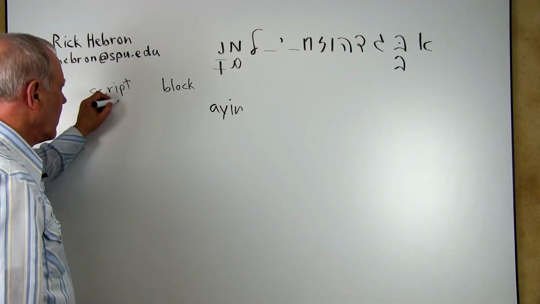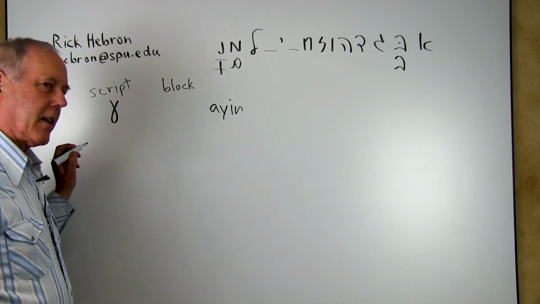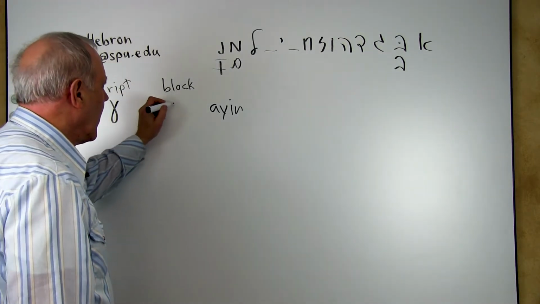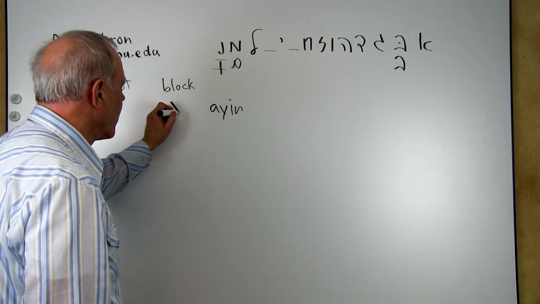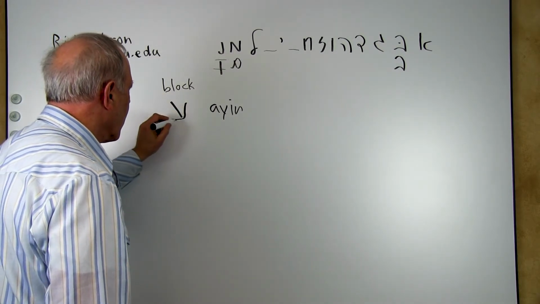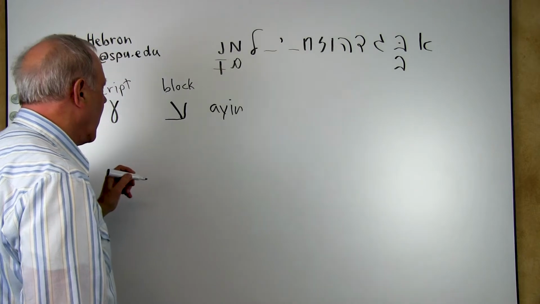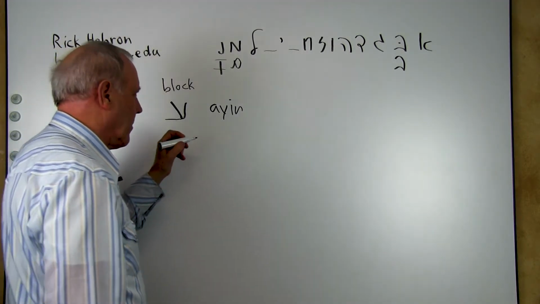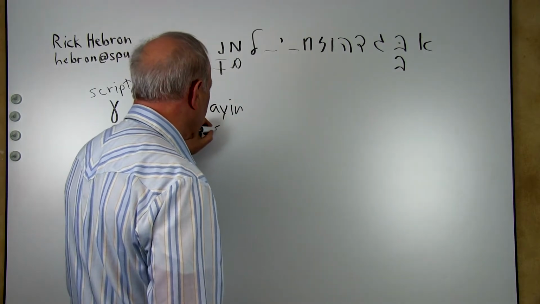In script, it looks like that, like a fish that's swimming downward. In block, you use 2 strokes. It goes like that. Ayin. The book says that the pronunciation is silent.